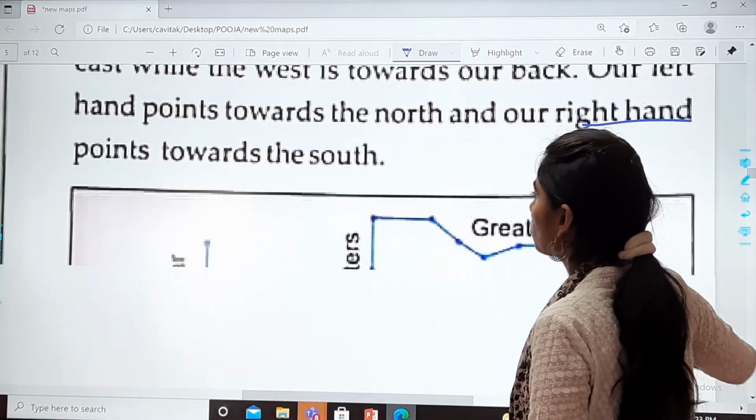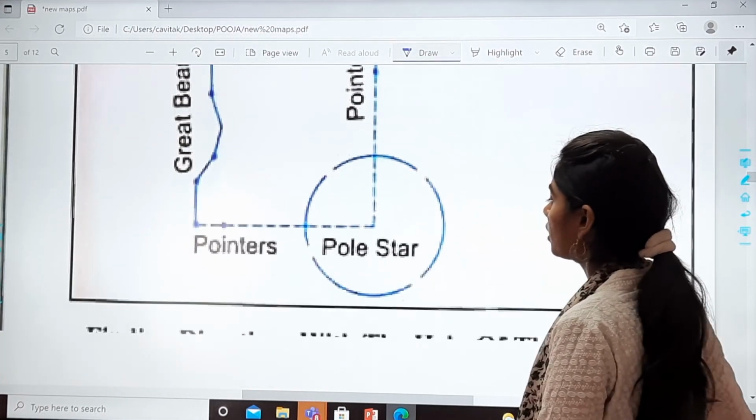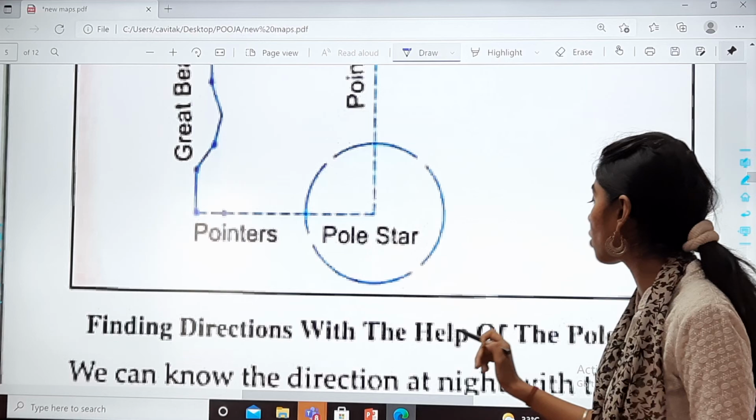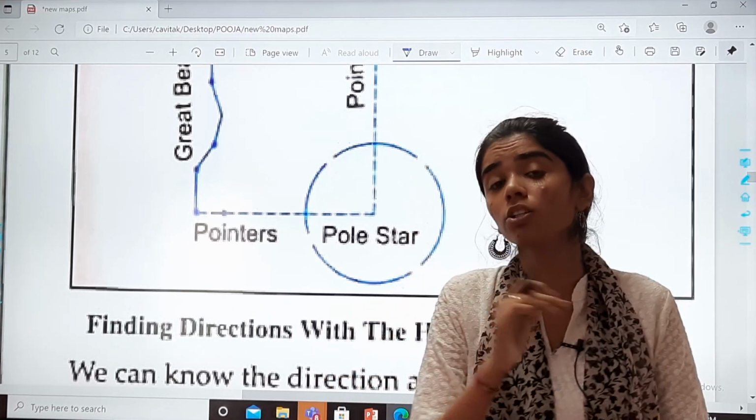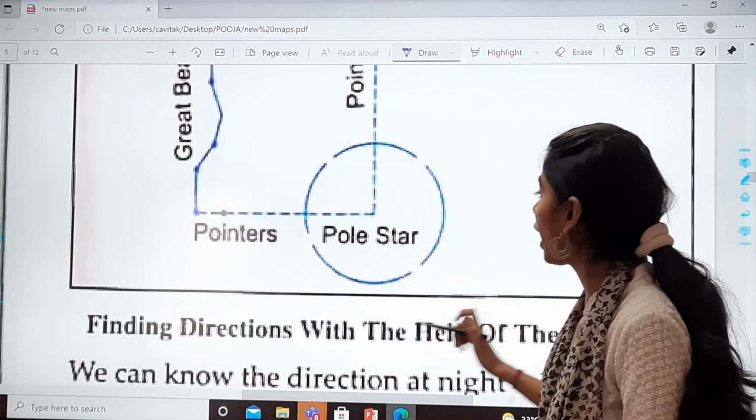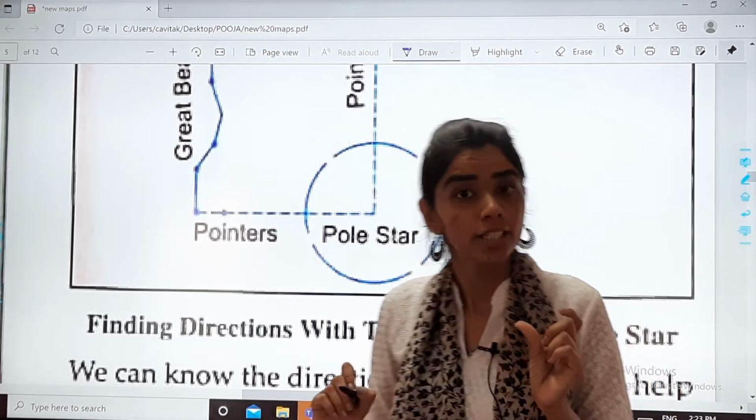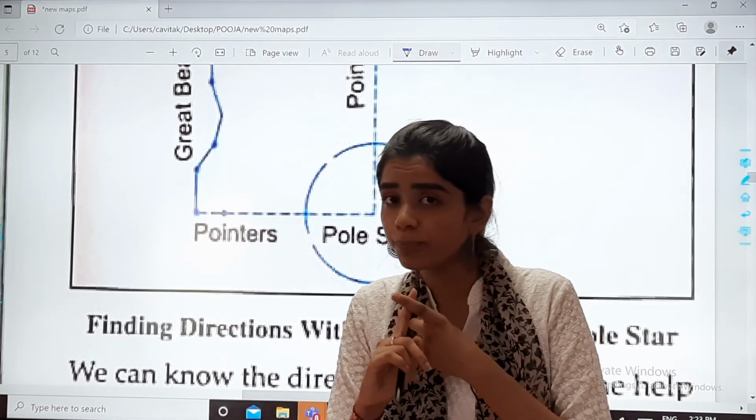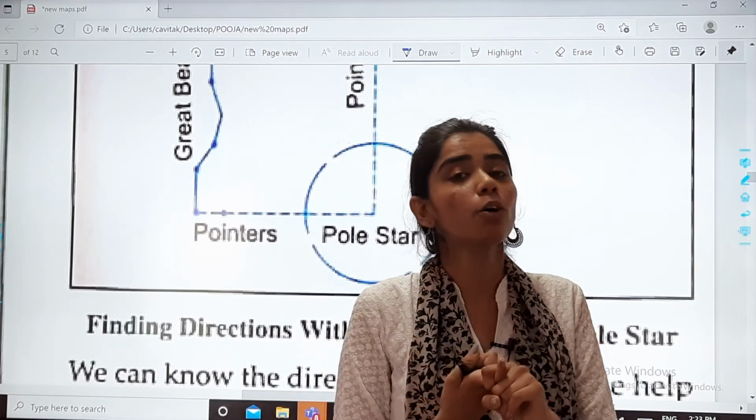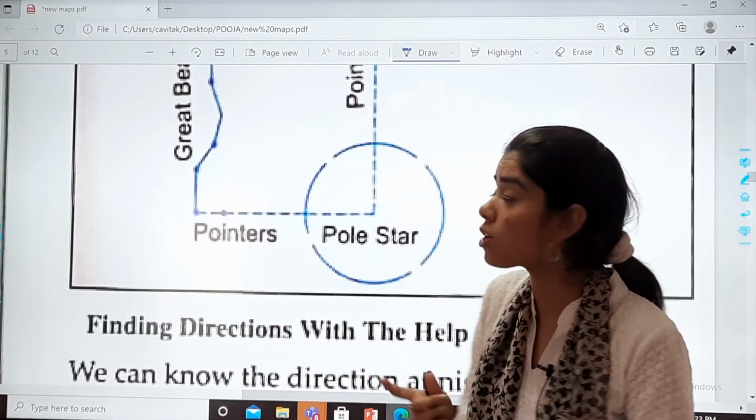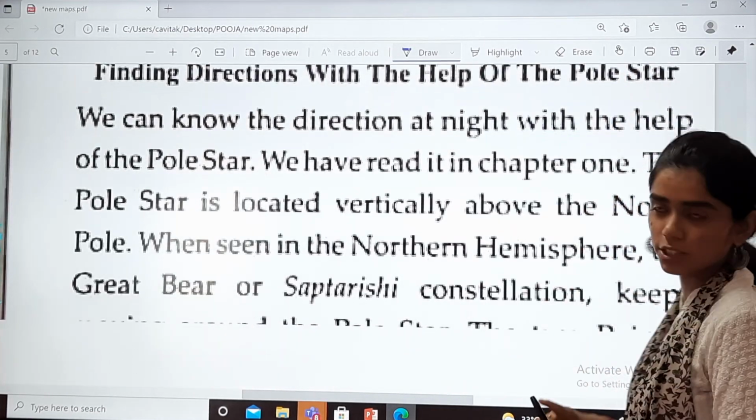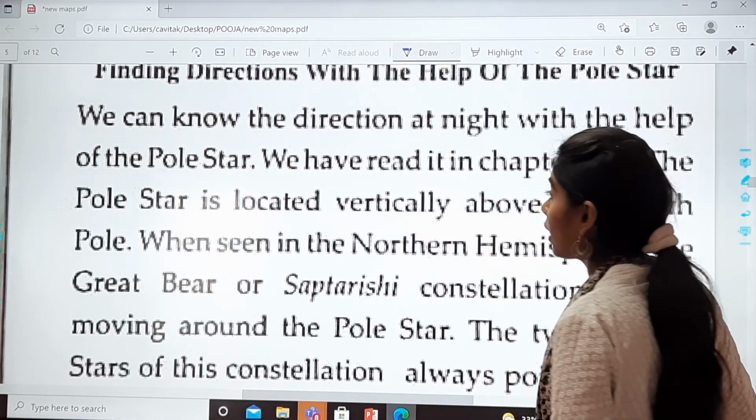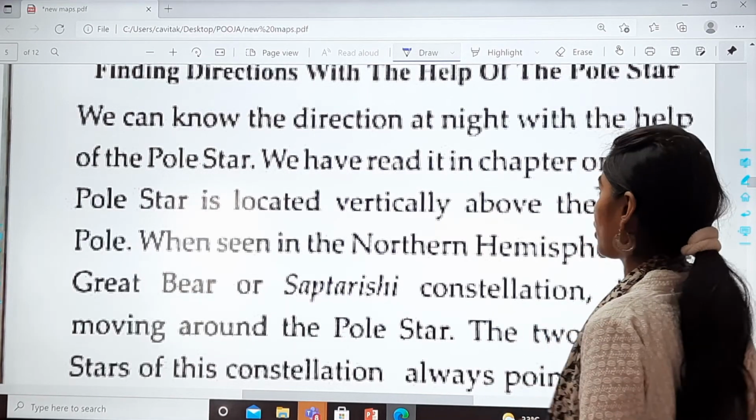Now see, moving on to the next. This is the picture, finding directions with the help of the pole star. People used to also find directions with the help of a pole star. We have heard about the pole star, isn't it? In chapter 1, we studied about the pole star and how people used to find out directions with the help of it. Now we will understand how they used to find the direction.